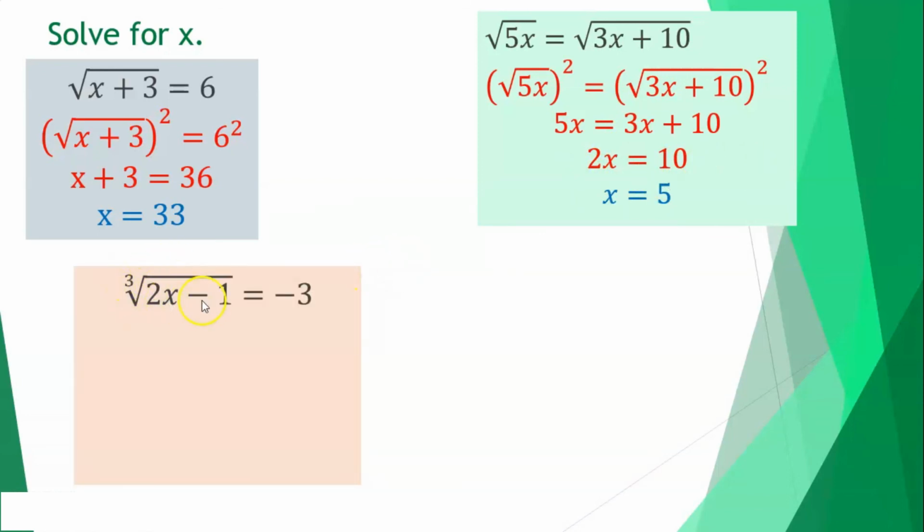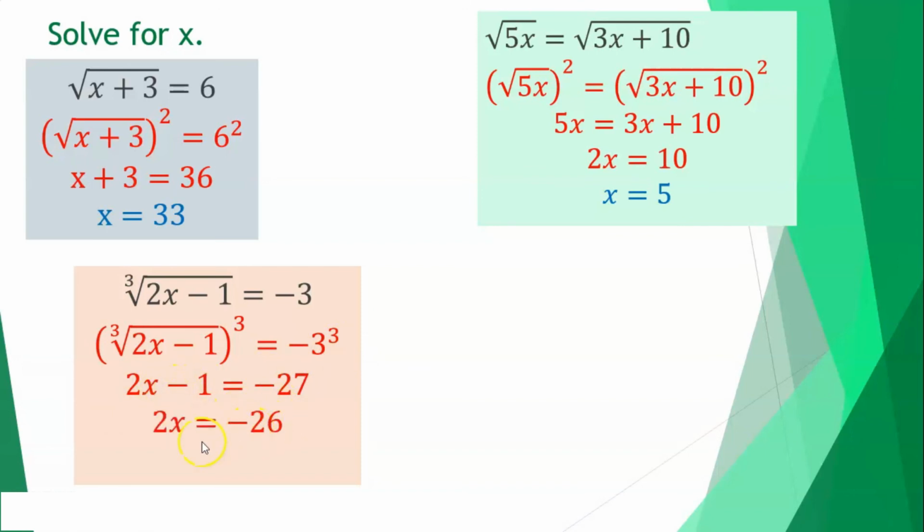Okay, next. This is cube root of 2x minus 1 is equal to negative 3. To do this, we need to raise both sides to 3. With this one, you can cancel this and 3. So this would become 2x minus 1. Negative 3 to the power of 3 is negative 27. Transfer negative 1 to the other side, so that would become negative 26. Divide both sides by 2, so we will end up with negative 13.